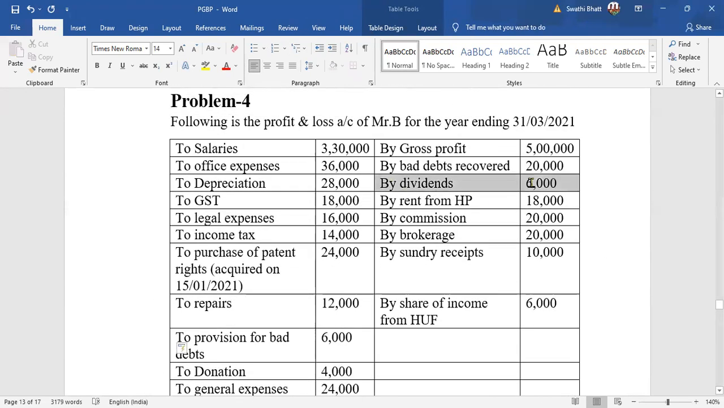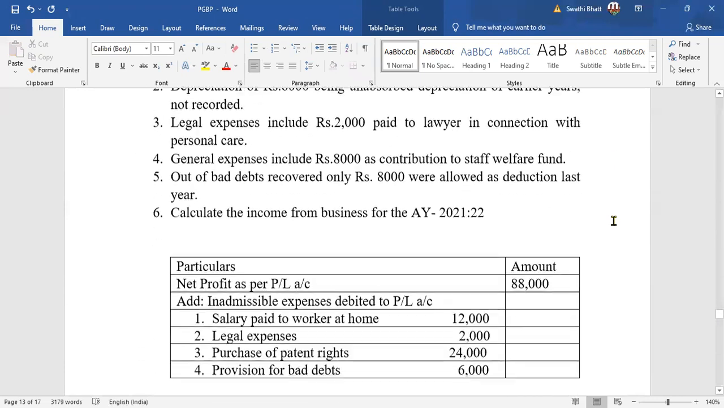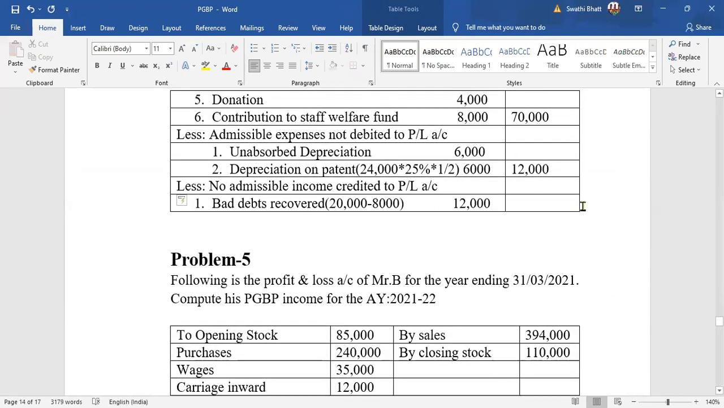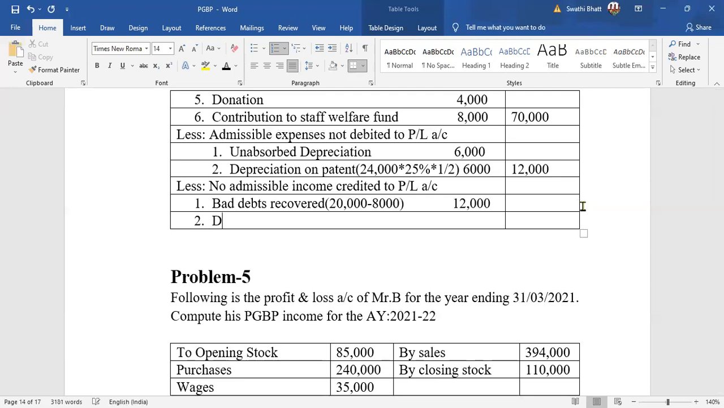The next one is dividend. Dividend is nowhere related to your business income. It will be taxable under the head income from other sources. So it is not related to your business, and that will again be deducted. So if you can see, dividends are deducted because it's not your business income. You have invested your money in some investment and you've got the return on that investment in the form of dividend. So it is nowhere related to your business, hence you will be deducting the same.